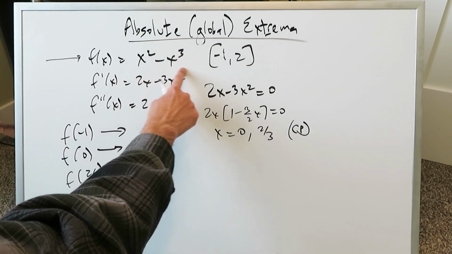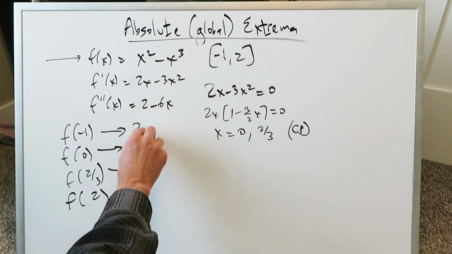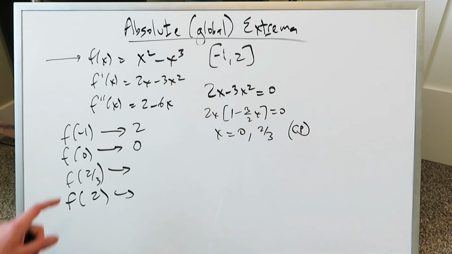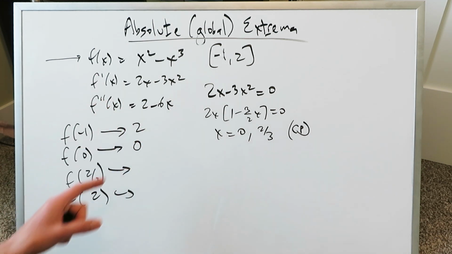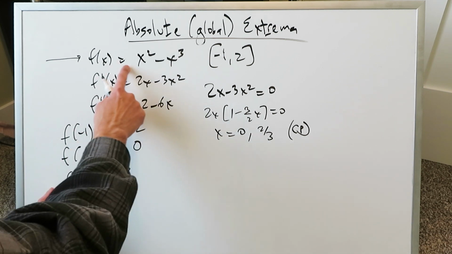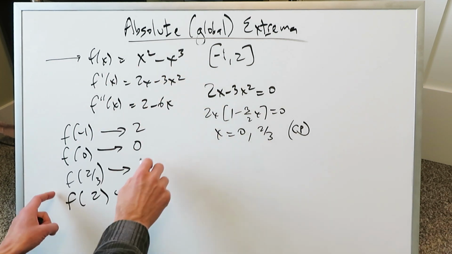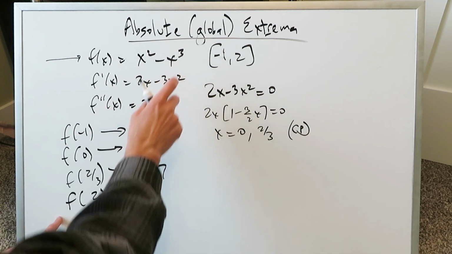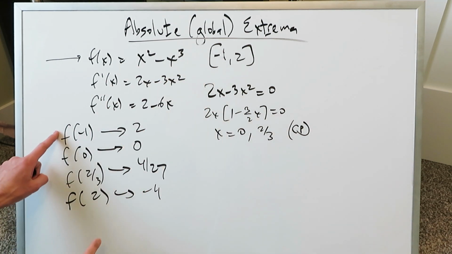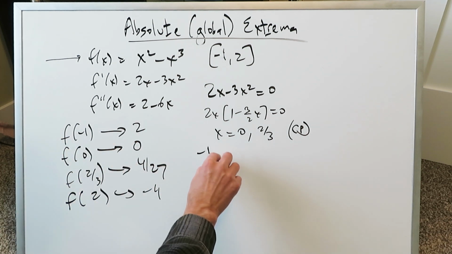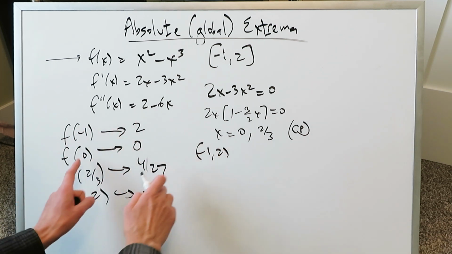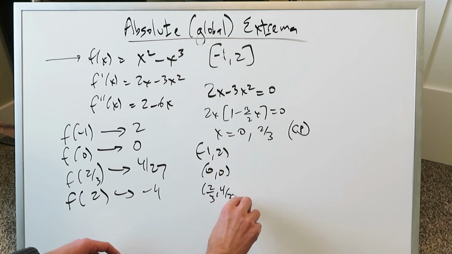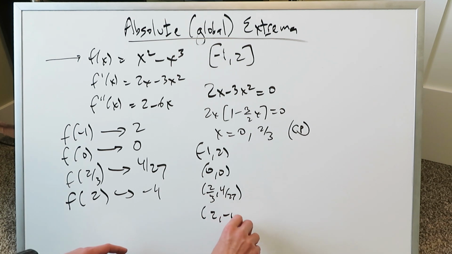When you put a minus 1 over here, you can calculate it, you'll get a 2. When you put a 0 in here, you're getting a 0 in terms of your output. All of these outputs will classify with regards to some sort of extreme value. When you put 2 over 3 over here, I worked it out. The 2 over 3 gives you a value of 4 over 27. When you put a 2 over here, it gives you a minus 4. Here's an x-axis value, y value, and you can write them out: minus 1 comma 2, 0 comma 0, 2 over 3 comma 4 over 27, and 2 comma minus 4.